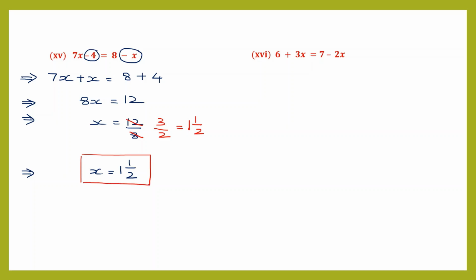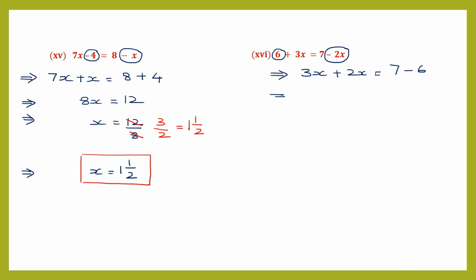Question 16. 6 plus 3x is equal to 7 minus 2x. So here also let's bring all the x terms to one side. I have 3x already. I'll keep it here. I'll transpose this minus 2x to the left hand side. It will become plus 2x. On the right hand side I have 7. I'm going to transpose this 6, which is plus, to the right hand side. It will become minus 6.